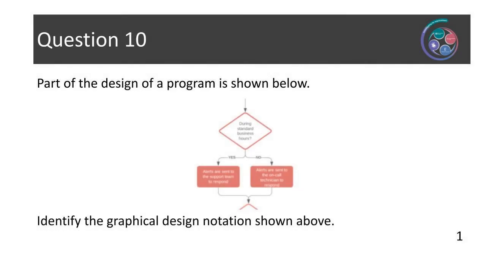Looking to question number 10 here, we can see part of a design for a program is shown below. We can then see a diamond shape with some text in it, some arrows coming off that for a yes or a no response, 2 rectangular shapes before they're coming back together to another diamond shape. This is showing part of a program, and it's identifying the graphical design notation shown above.